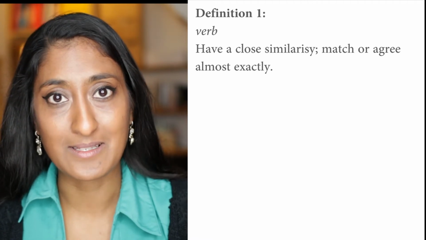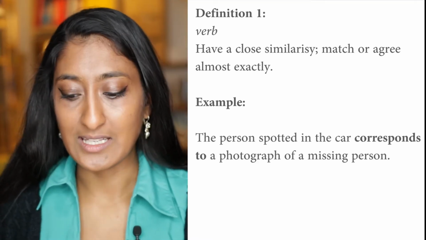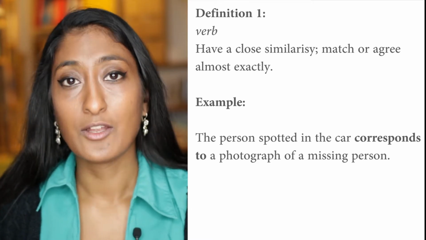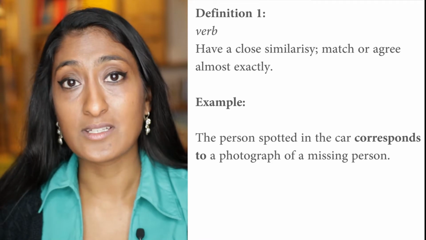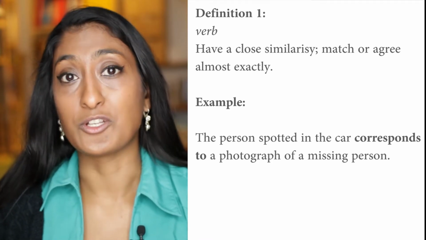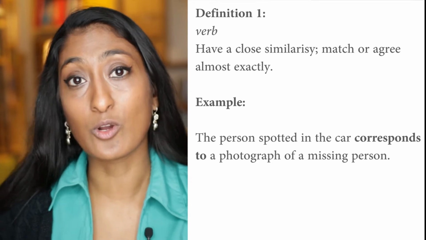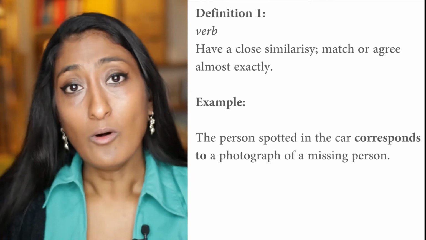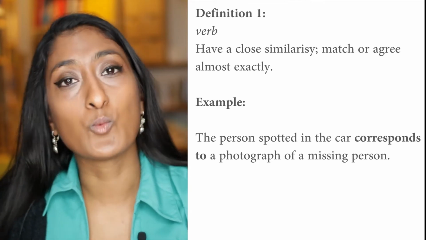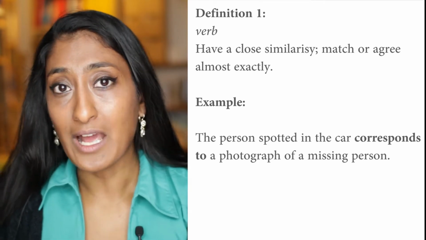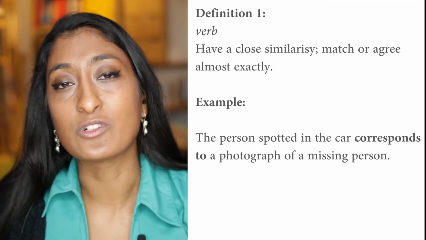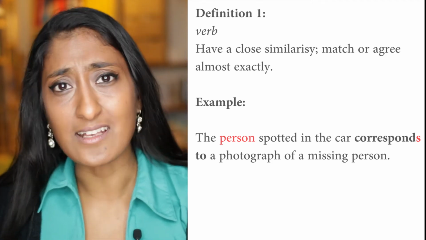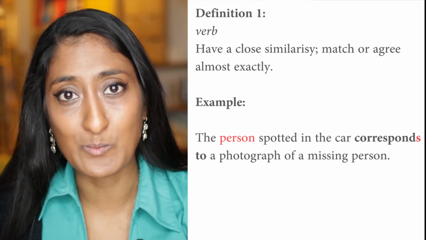Here's an example sentence. The person spotted in the car corresponds to a photograph of a missing person. Note that here the word correspond has the word to attached next to it because this thing corresponds to something else. Also notice that because you had one person in the car, you don't have correspond to, it's corresponds to. So where you have one thing, there's an S that goes at the end of correspond.